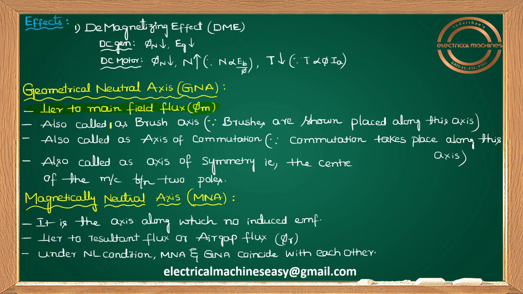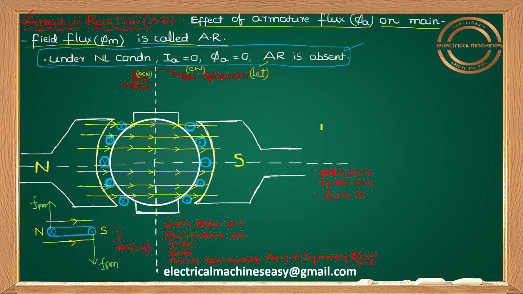Right. Next. It is also called the brush axis. See, regarding this, I discussed it in the construction of DC machine. Please try to refer to that video. So why I'm calling this axis brush axis means generally brushes are shown placed along this Q axis. To be frank, I had given explanation in the construction of DC machine. I am just showing brushes. These are the brushes, shown along the Q axis.